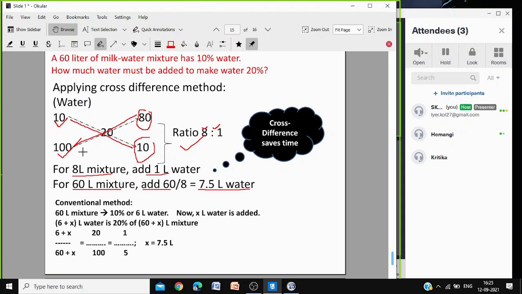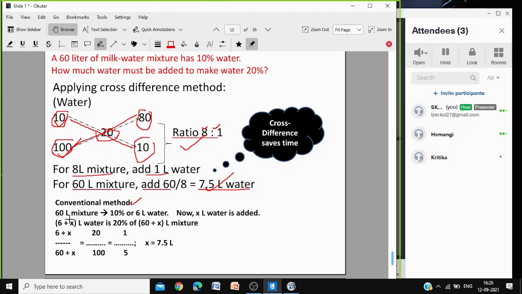There is a cross difference. You are mixing two liquids. The first contains 10% water, and the second is 100% water, and you want 20% water. The cross difference gives you 10 and 20, difference 10; 100 and 20, difference 80. 80 to 10, or 8 to 1. So for 8 liters of mixture, you need 1 liter of water, and you have a 60 liter mixture, so you need 7.5 liters of water. Now how will you do it by your school method?